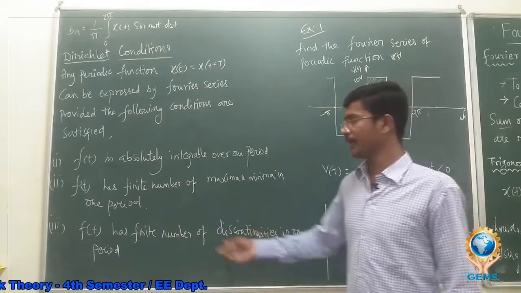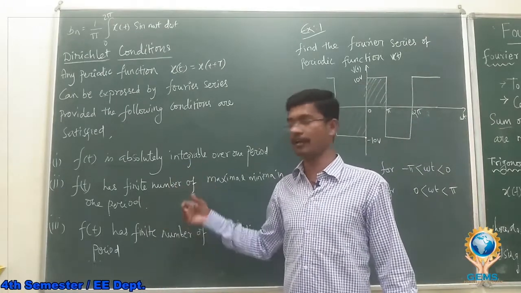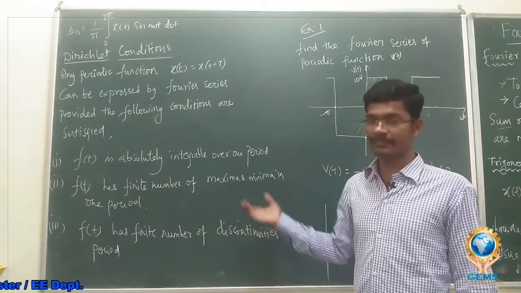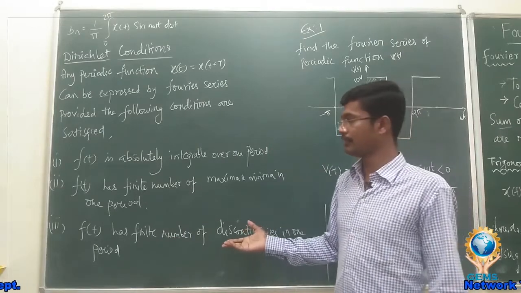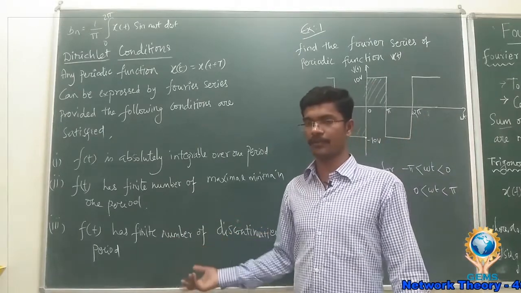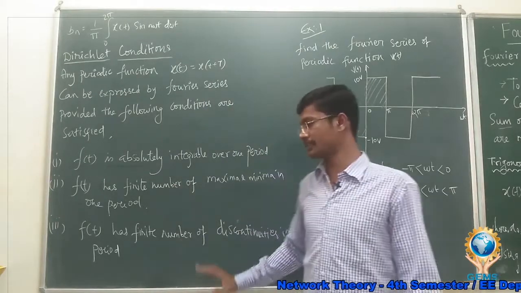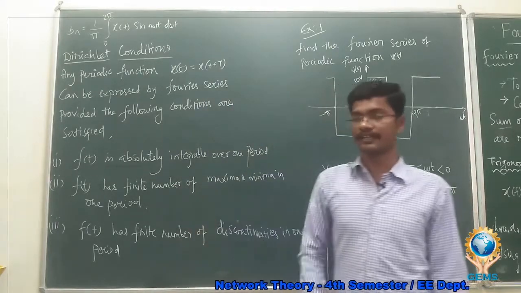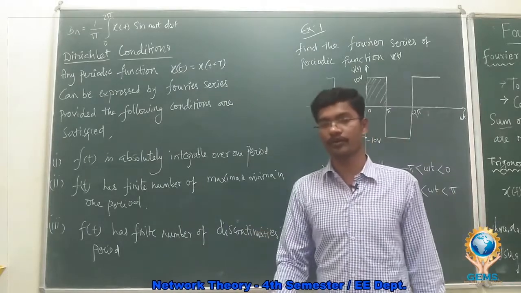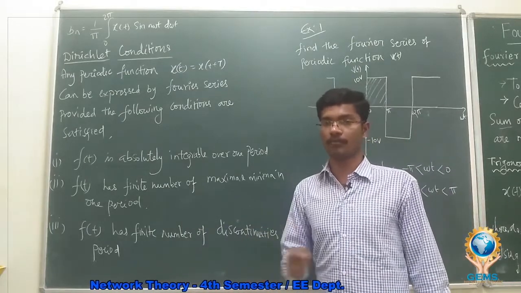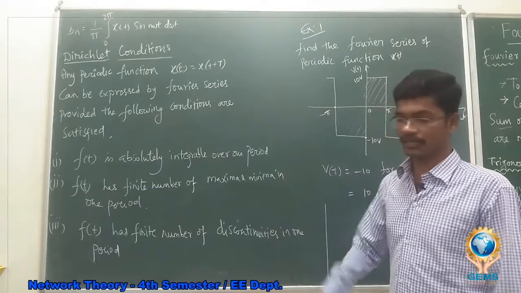If there is an infinite number of maxima and minima or an infinite number of discontinuities, then it is not possible for a Fourier series. So these things we have to understand. These conditions are called Dirichlet conditions. Now we are going to see one problem in trigonometric series.